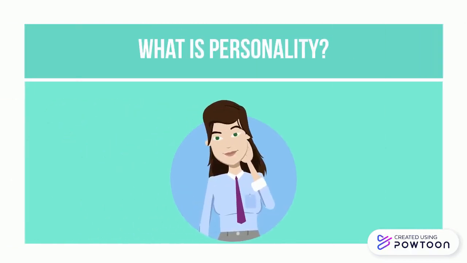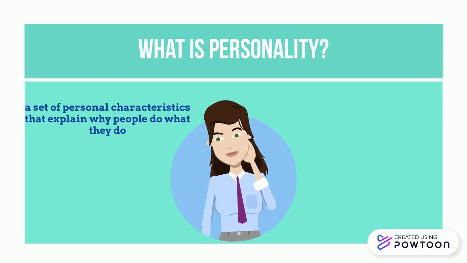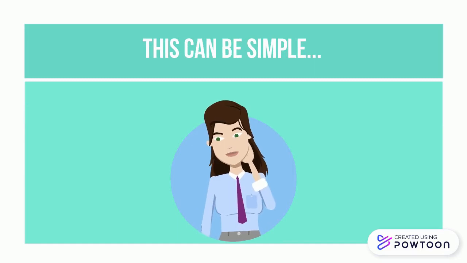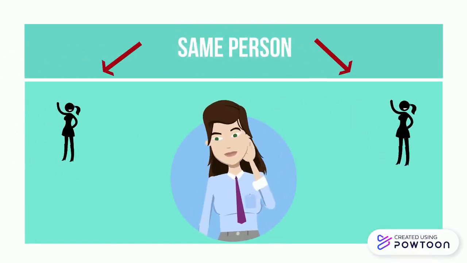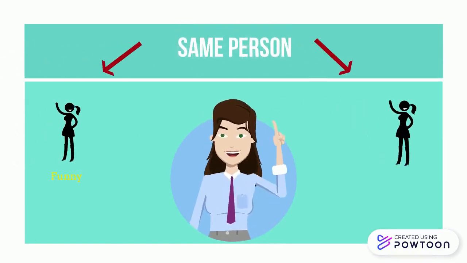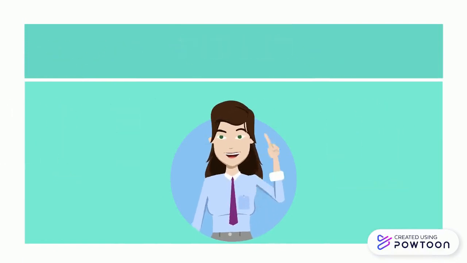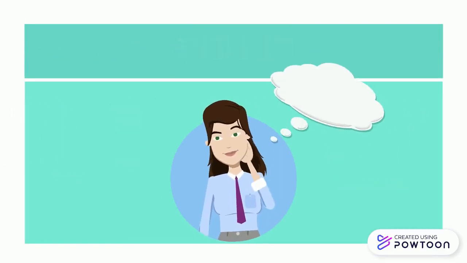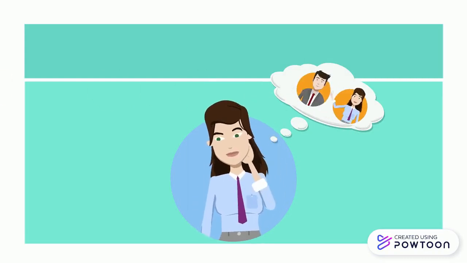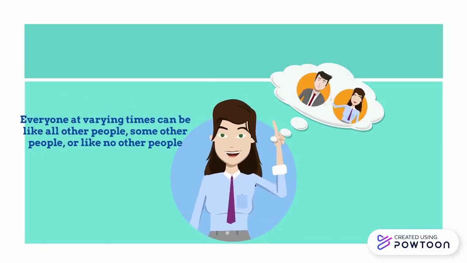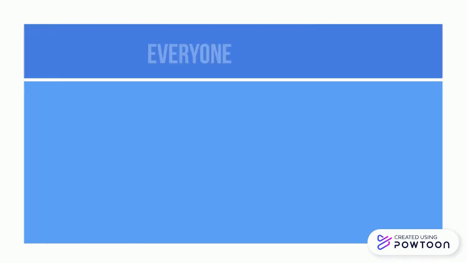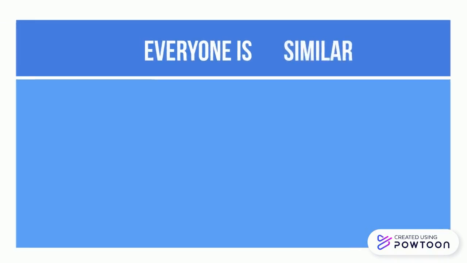Personality is easily defined as a set of personal characteristics that help explain why people do what they do. These can be simple personality traits, or they can be more complex, depending on what you're talking about. For example, someone could have a personality trait of being really funny and the spark in the room, but they can also be a problem solver. We use personality traits to not only understand ourselves, but also others around us. Everyone at varying times can be like all other people, some other people, or like no one else. This is what makes each person unique and similar at the same time.